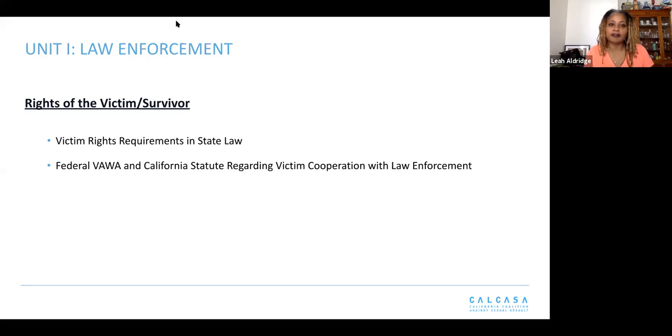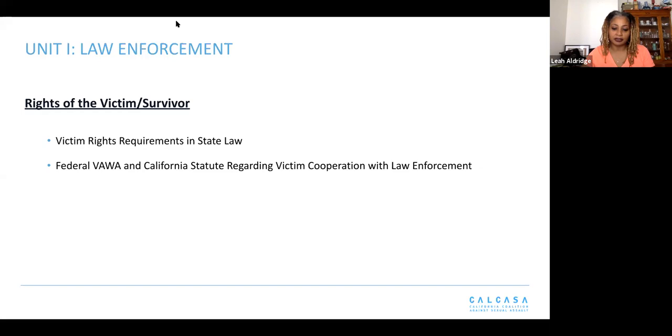Now, federal VAWA and California statutes regarding victim cooperation with law enforcement. I'm just going to go ahead and read it directly from the book. The Federal Violence Against Women Act legislation eliminates requirements for victims to cooperate with law enforcement agencies as a condition of receiving a sexual assault forensic medical exam at the public expense, right? That was a clarification that was issued in 2012, right? So it is not contingent upon that. And so that is federal statute that says you cannot make one contingent upon the other, right?